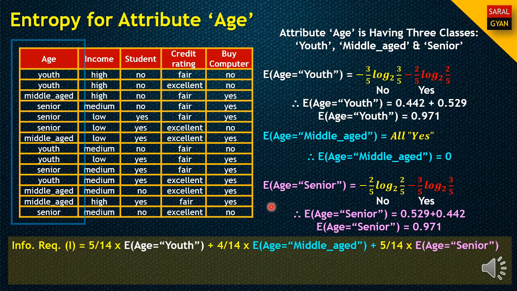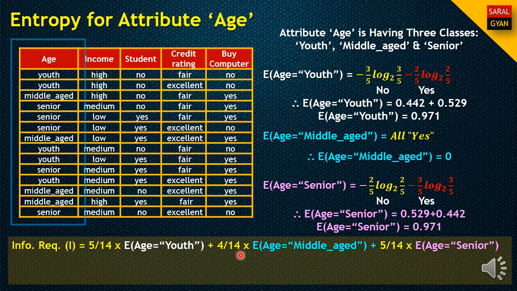And ultimately, when we have calculated the entropies for each class of a single attribute, then we can calculate the information gain by this formula. We have already discussed this formula in our previous videos. 5 by 14, why is it 5? Because for youth there are only 5 entries, and the total number of tuples is 14. So 5 by 14 multiplied with the entropy of the youth.